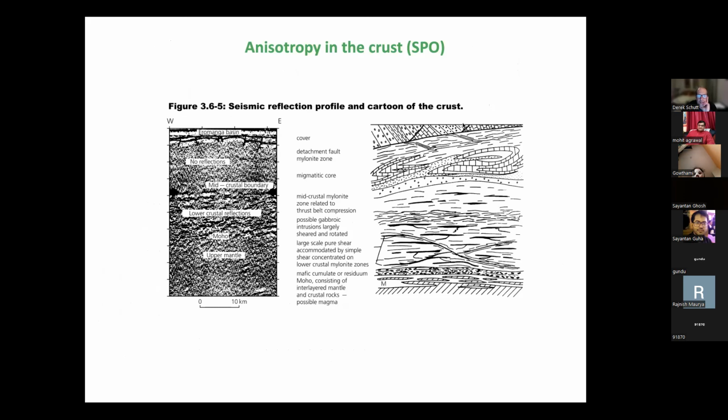All right, so anisotropy in the crust is due to things like faults, cracks, mylonite zones, migmatites, gabbroic intrusions, all sorts of cumulates, anything that orients in one direction and not in another direction.